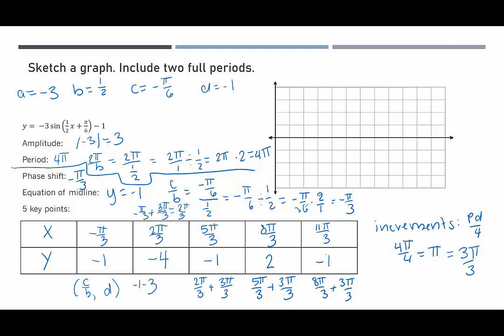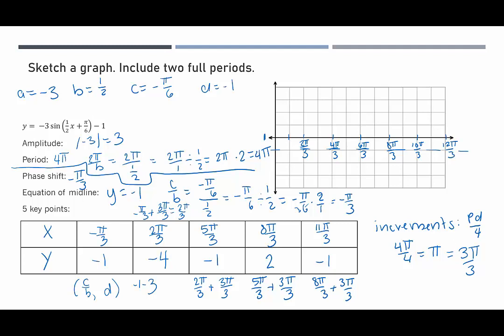Let's set up the graph. I'm going to draw my midline at -1. I'm going to use increments of π/3's. So I have that -π/3 right here. 0, this is 1π/3, 2π/3, 3π/3, 4π/3, 5π/3. This will be 6π/3. I'm not worrying about simplifying. I think I mentioned that before. This will be 8π/3, 9, 10π/3, 11, 12π/3.